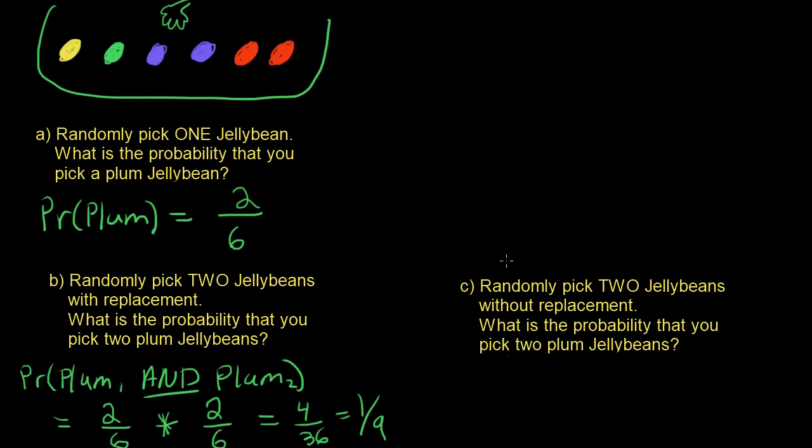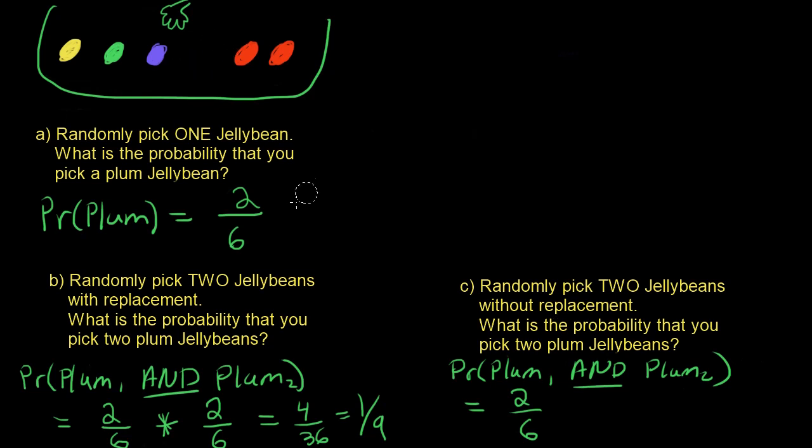All right, now, suppose I randomly pick 2 jelly beans without replacement. This is where it gets a little more difficult. So I'm still doing the same thing. I want the probability of getting a plum for the first jelly bean and a plum for the second jelly bean. All right, so I still have that and probability. So I'll start with just figuring out the plum for the first jelly bean. The first jelly bean, I start with 6. All right, I put my hand in and I get 1. So that's the 2 over 6 again. Doesn't change.